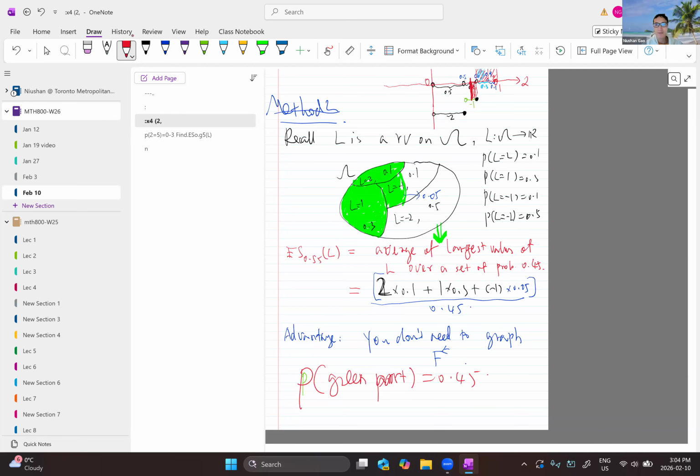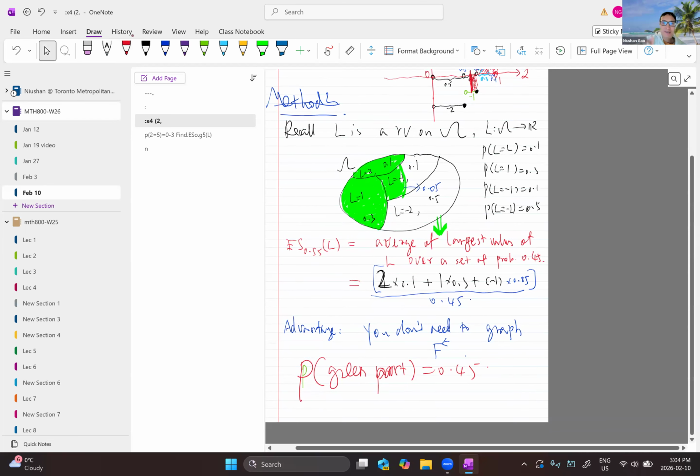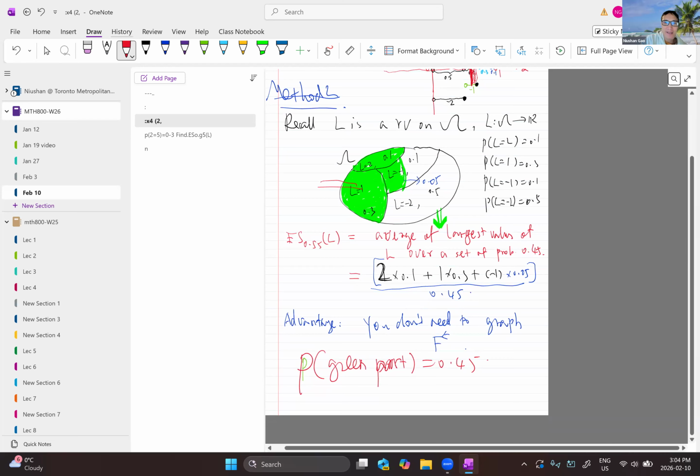Do you agree with me? The green part of omega is the set A I'm using. This is a set A with probability 0.45. Okay, this is a set with probability 0.45.